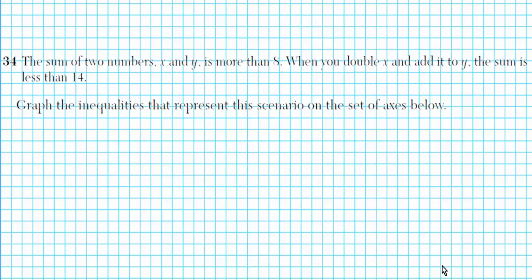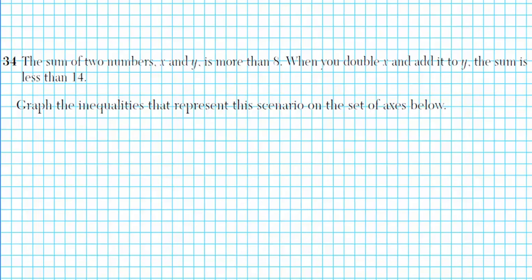All right, let's take a look at question 34. It says the sum of two numbers, x and y, is more than 8. When you double x and add it to y, the sum is less than 14. Graph the inequalities that represent this scenario on the set of axes below. Okay, so part one is to graph a system of linear inequalities.